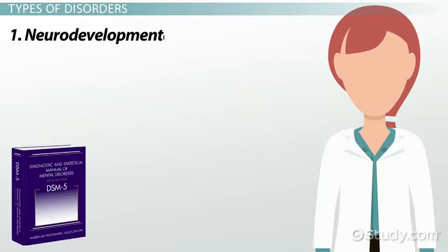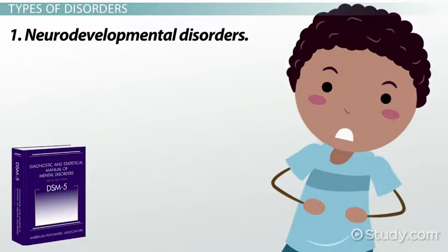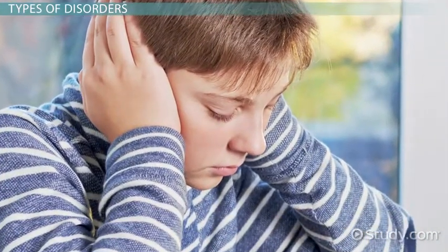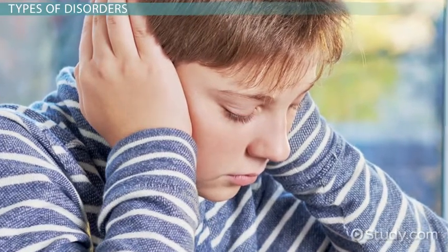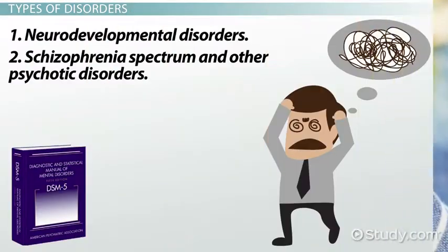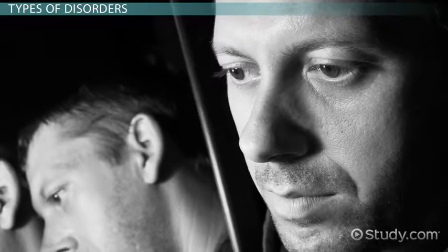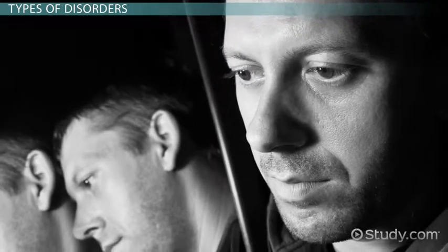They include, number 1, neurodevelopmental disorders. These are disorders that are often diagnosed in childhood and have to do with the way children develop. They include things like intellectual disabilities, ADHD, and autism spectrum disorders. Number 2, schizophrenia spectrum and other psychotic disorders. Besides schizophrenia, this group also includes delusional disorder and catatonic disorder, among others.